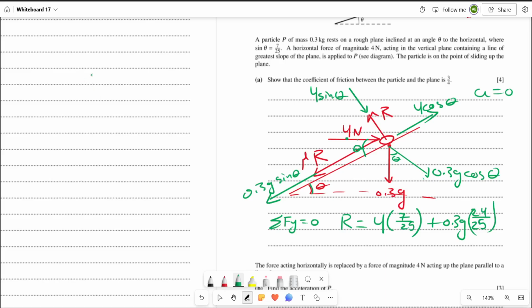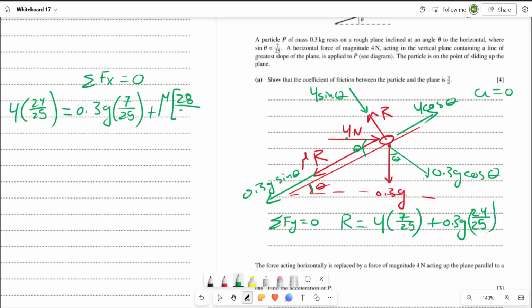So sigma Fx is also equal to 0. Forces upwards, like the 4 cosine, so 4 times 24 over 25. This is the only force upwards. Yes, so it's going to equal the forces downwards. It's going to equal the 0.3 g times sine theta plus mu times R, which is 4 times 7 over 25. 4 times 7 is basically 28. So this is 28 over 25.